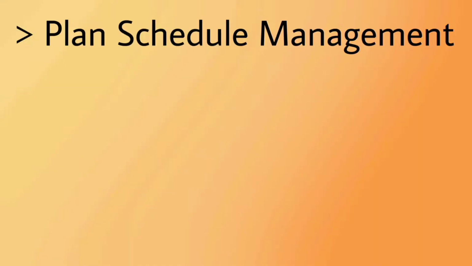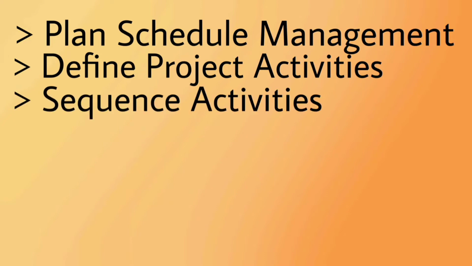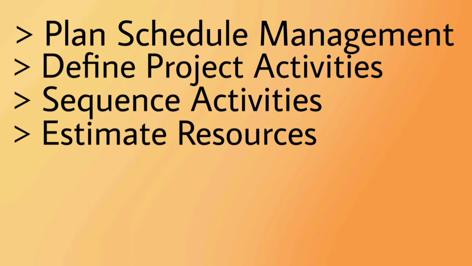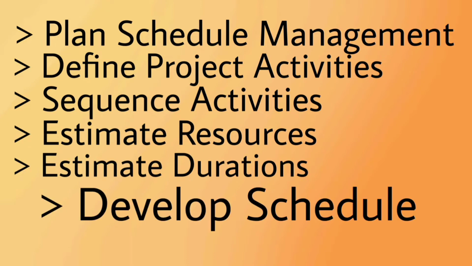Everything has a process that must be followed to receive the best possible results, and scheduling is no exception to that. While building a schedule, there are 6 processes of time management that we must follow. They are: plan schedule management, define project activities, sequence activities, estimate resources, estimate durations, develop the project schedule.